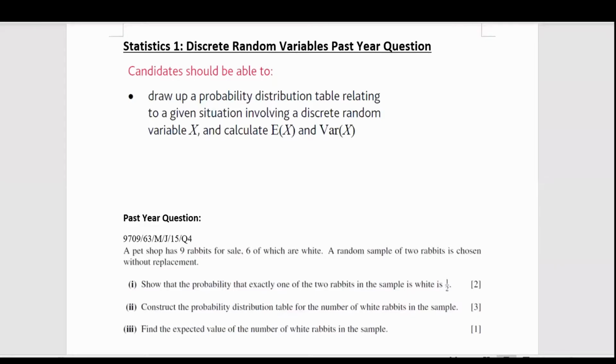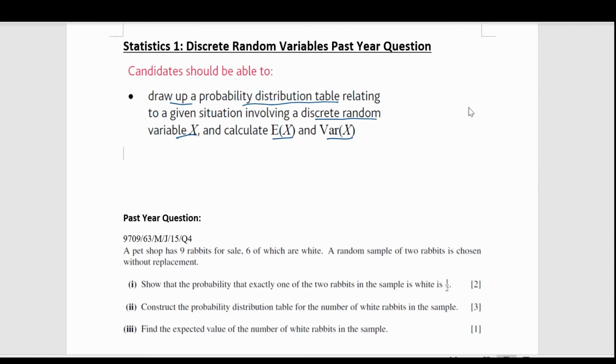Hi, in this lesson we will look at Statistics 1, discrete random variables, past questions. Refer to the syllabus. Candidates should be able to draw up a probability distribution table relating to a given situation involving a discrete random variable X, and calculate the E of X, which is the mean, and the variance of X, which is the variance.